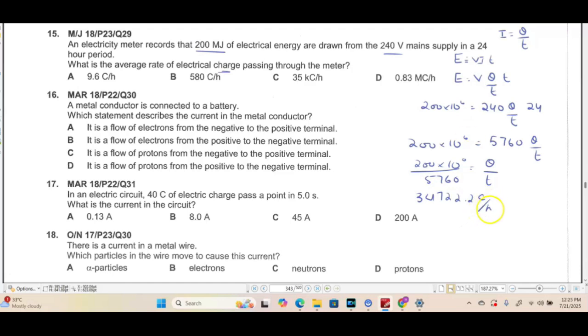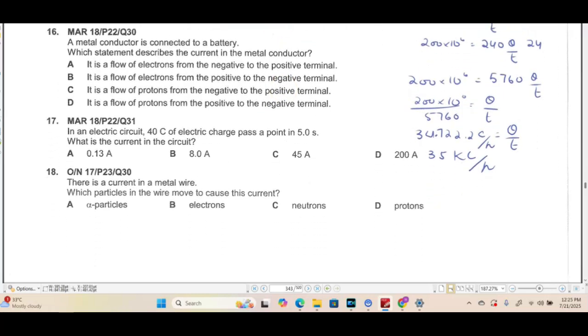coulomb per hour. But the thing is that none of the answers match our answer, and here we have something called kilo coulomb per hour. So if we convert it into kilo, we go back 3 steps, so this becomes 35, you have to write kilo coulomb per hour. So C is going to be our correct option.